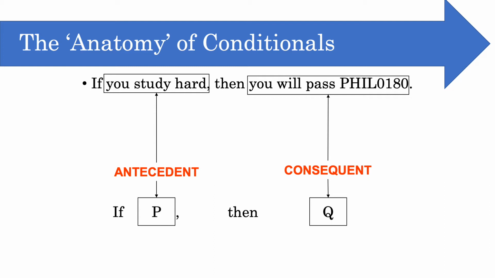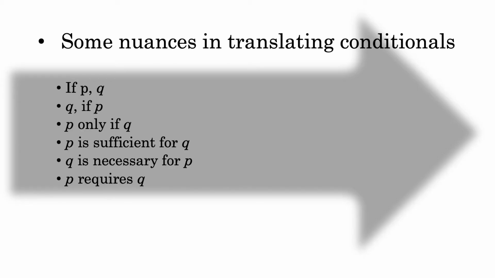Thus, in the English conditional, if you study hard, then you will pass Phil 180, you will pass Phil 180 is the consequent. When we speak more abstractly of a conditional of the form if P then Q, Q is the consequent. If-then statements can be translated in a number of ways in English. For instance, we might say if P then Q, we might simply say if P, Q, we might say Q if P, P only if Q, P is sufficient for Q, Q is necessary for P, and P requires Q, are perhaps the most paradigmatic ways of expressing if-then statements.